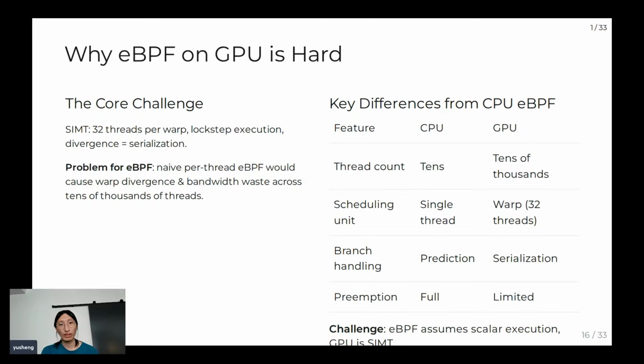It's also a challenge to put eBPF on GPU. The core challenge is that the SMT has different execution behaviors. The original eBPF execution model assumes you are running on CPU, so there are fewer thread counts. You typically run eBPF as single threads. You have a lot of branch prediction, but on GPU, in the SMT, you are in lockstep execution. This might incur thread divergence and cause a lot of performance overhead.